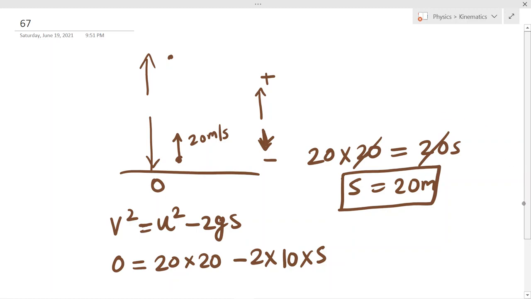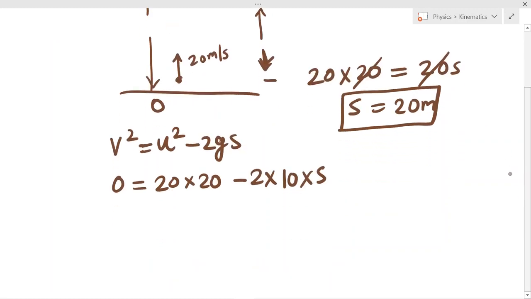Let's do one more problem. Suppose there is a certain height. From that height the object is dropped. Let's say 400 meter. From 400 meter this body is dropped. Calculate its velocity when it is 200 meter above from the ground. So when it is 200 meter above from the ground, what is its velocity? And also find the time taken to reach the ground.